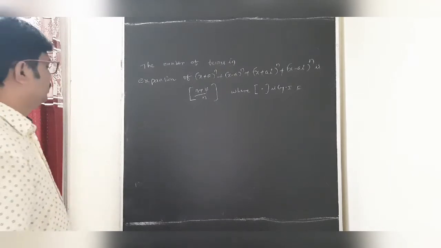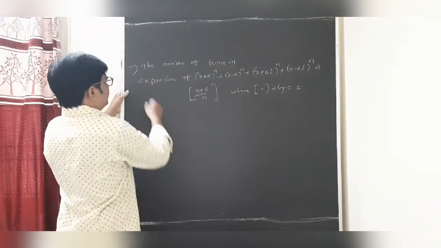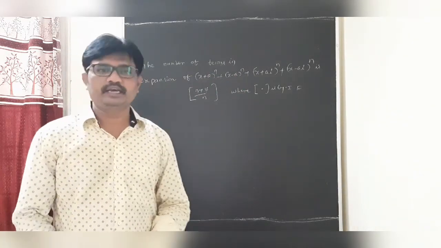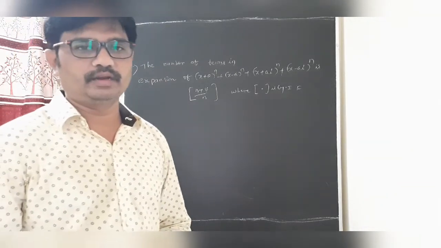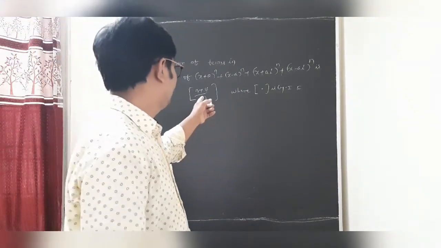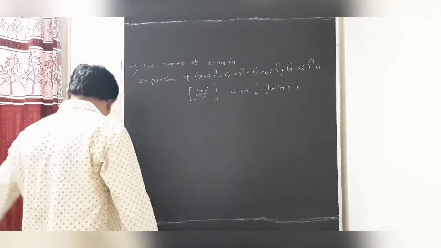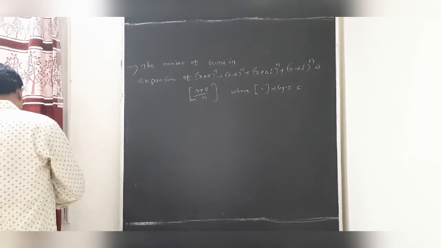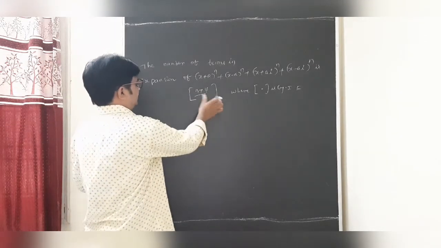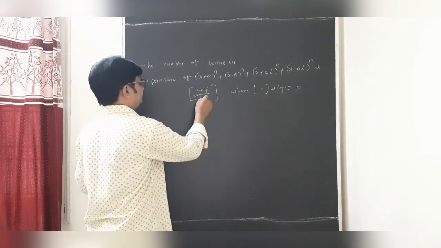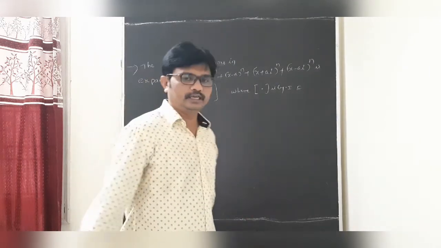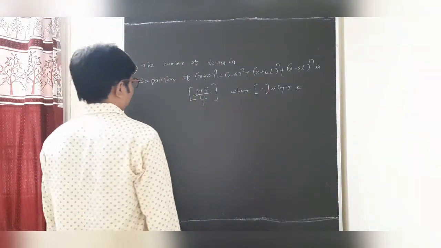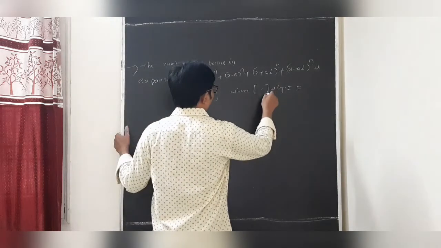My dear students, the number of terms in the expansion of x plus a whole power n plus x minus a whole power n, and likewise x plus ai whole power n plus x minus ai whole power n, is the step of n plus 4 by 4. What is it, students? The step of n plus 4 by 4. Here step is the GIF, the greatest integer function.